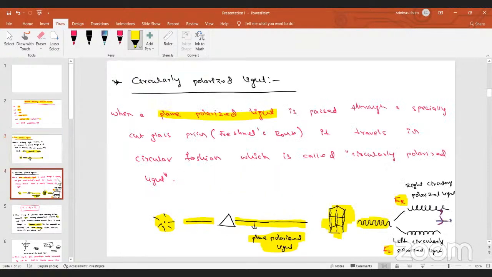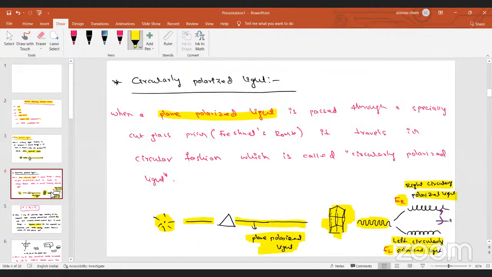Next, circularly polarized light. When plane polarized light passes through a Fresnel's rhomb, a specially cut glass prism, it travels circularly, which is called circularly polarized light. It consists of two components: right circularly polarized light, ER, and left circularly polarized light, EL. Therefore E equals ER plus EL.